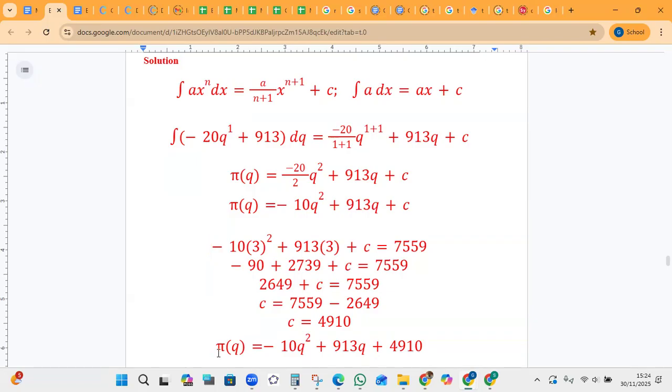So now we have the complete profit function. Remember, we have to integrate the marginal profit to get the profit function. But when you are integrating, you have an integral constant, the constant of integration, and that is why the initial conditions were provided. We substitute 3 in the place of q and 7,559 in the place of the profit, and then we solve for the value of c. So now we have the complete profit function.